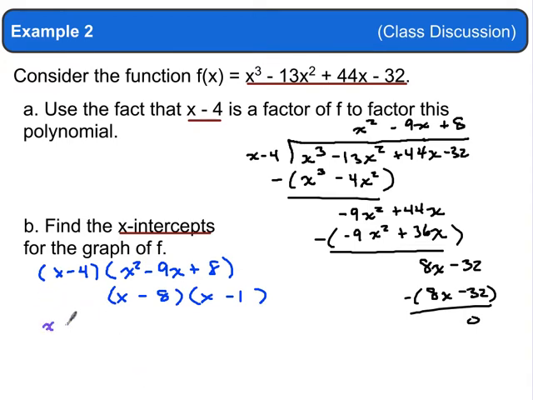I can set each one equal to 0, so I can say x minus 4 equals 0. I can say x minus 8 equals 0. And I can say x minus 1 equals 0. So that means I get x equals 4, I get x equals 8, and I get x equals 1. That is my results for my x-intercepts.